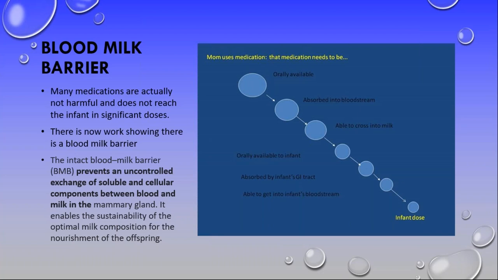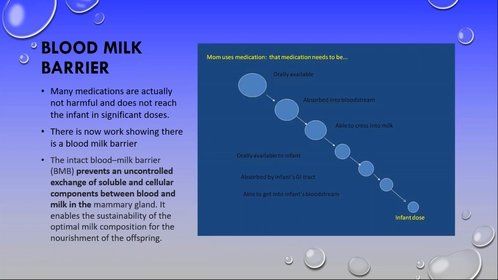And anyway, what you eat doesn't end up there as broccoli. It ends up as a building block, as an amino acid. Many medications actually are not that harmful and do not reach the baby in significant doses. If the medication is given IV, it will not cross over the blood-milk barrier. The intact blood-milk barrier prevents an uncontrolled exchange of soluble and cellular components between blood and milk in the mammary gland. It enables the sustainability of optimal milk composition for the nourishment of the baby.